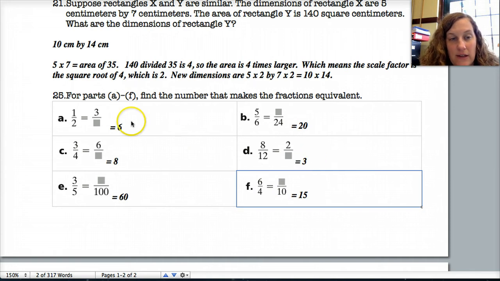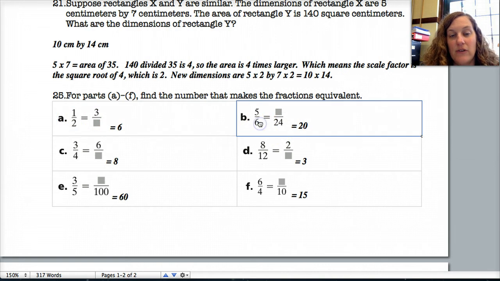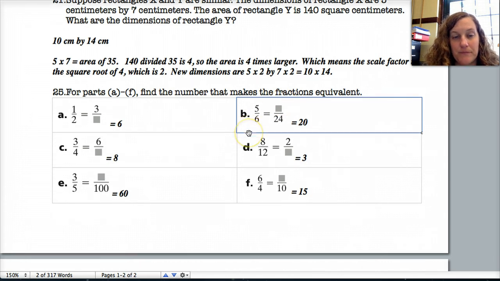And if you can't remember how to do that, let's go back to the 1/2 equals 3/6. You say what number times 1 would give you 3. So 1 times 3 is 3. If I multiply the numerator by 3, then I have to multiply the denominator by 3, so 2 times 3 is 6. Over here, 6 times what number gives you 24? 4, so 5 times 4 is 20. Just remember, you have to multiply your numerator and the denominator by the same number.